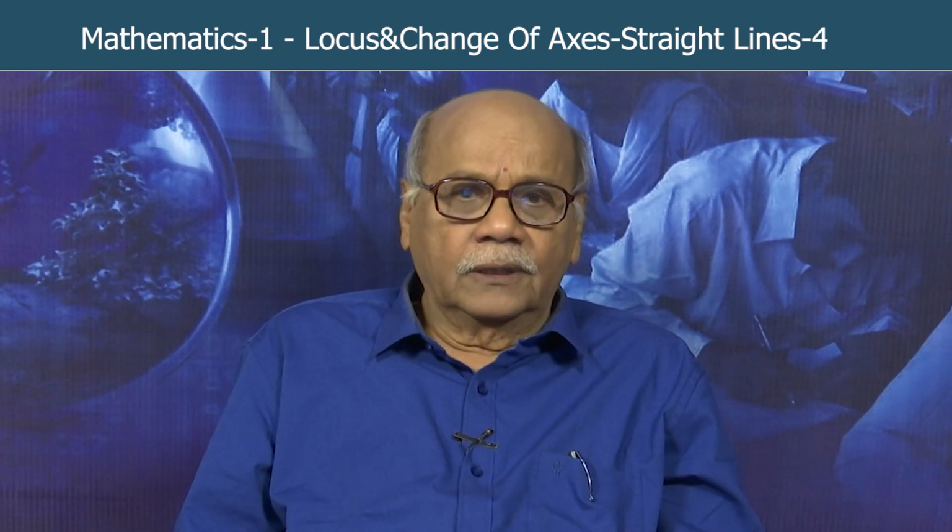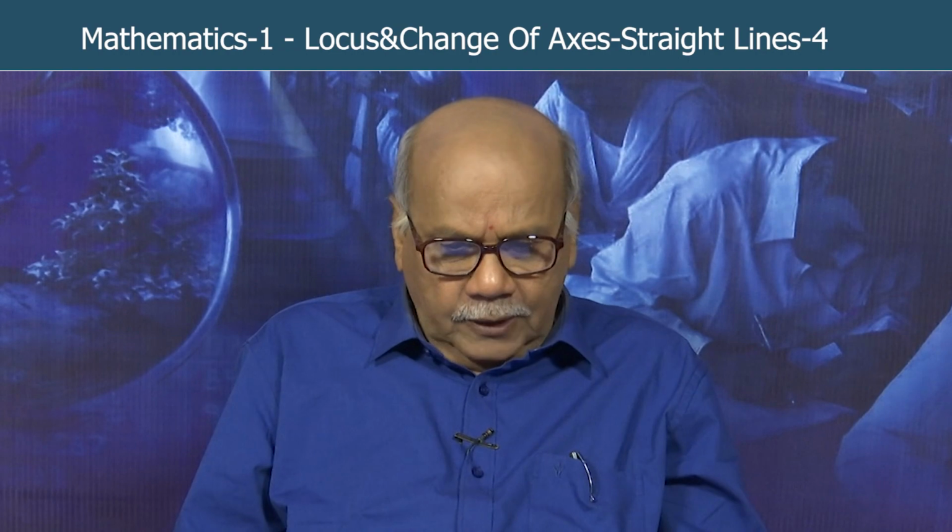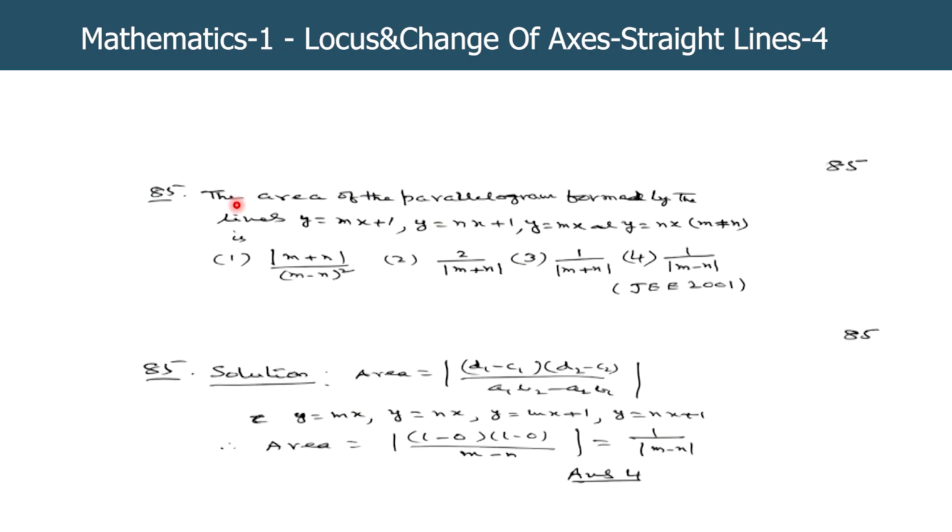So again we are continuing the same topic. Now see, the area of the parallelogram formed by the lines y = mx + 1, y = nx + 1, y = mx and y = nx, m not equal to n, is: first option, |m + n| / (m - n)²; second, 2/|m + n|; third, 1/|m + n|; fourth, 1/|m - n|. This is asked in JEE 2001.